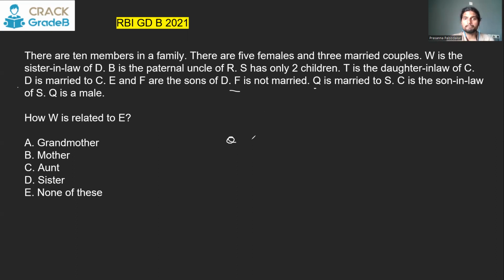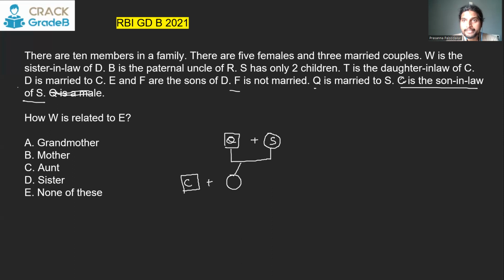So we know Q is married to S. C is son-in-law of S. Q is a male. So first of all, if Q is a male, S has to be female. C is son-in-law of S. So they have a son-in-law means they have a daughter and she is married to the person whose name is C. So that covers C is son-in-law of S. Q is a male is covered. This part is covered. This part also is covered. This part is also covered.